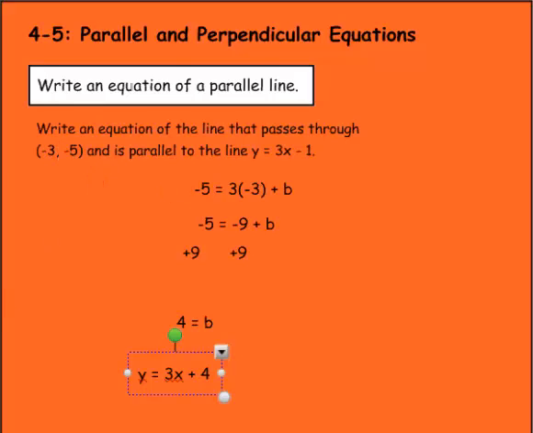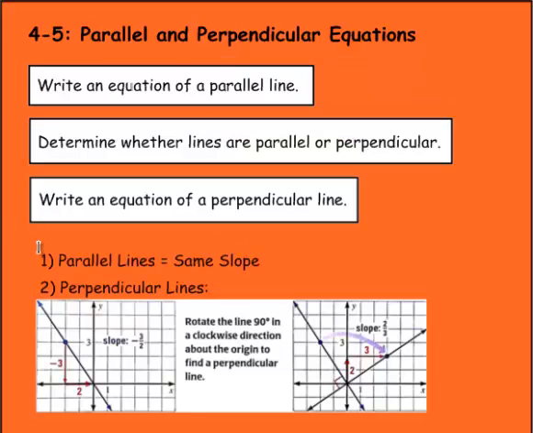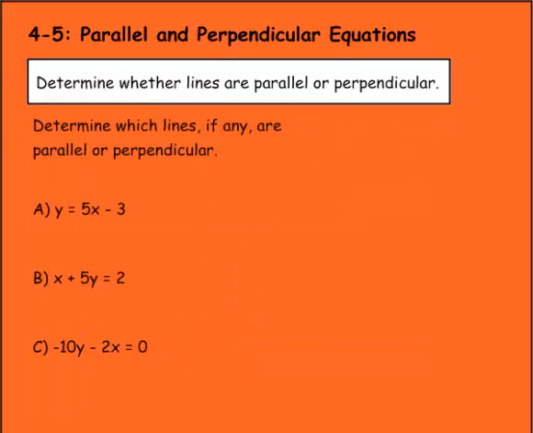Now we need to determine whether lines are parallel or perpendicular to each other. So that's what it says. Determine which lines, if any, are parallel or perpendicular. Remember, parallel, same slope. Perpendicular needs to be the reciprocal and then the negative of that reciprocal. So let's take a look. Y equals 5x minus 3. This one's in slope-intercept form, so we're good there.